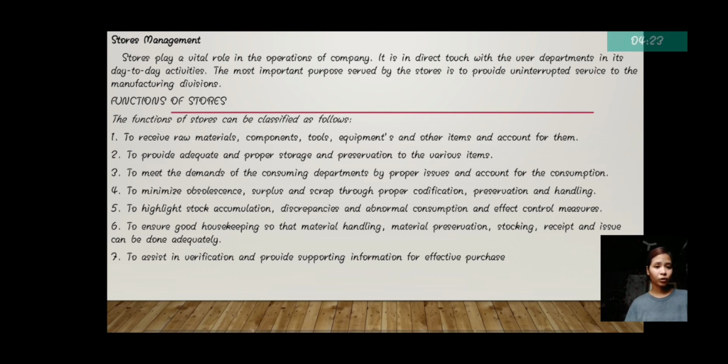Then, to highlight stock accumulation, discrepancies, and abnormal consumption and effect countermeasures. And then the next is to ensure good housekeeping so that material handling, material preservation, stocking, reserve, and issue can be done adequately, with proper handling. Then to assist in verification and provide supporting information for effective purchase. So one of the last functions of stores management is to assist and support information which is effective in the purchase of the product.